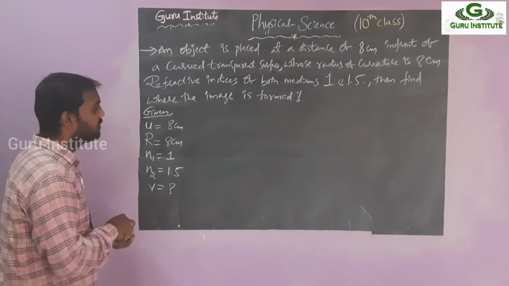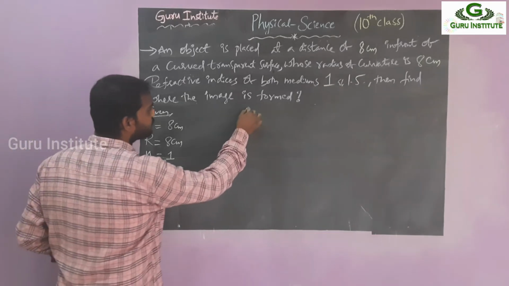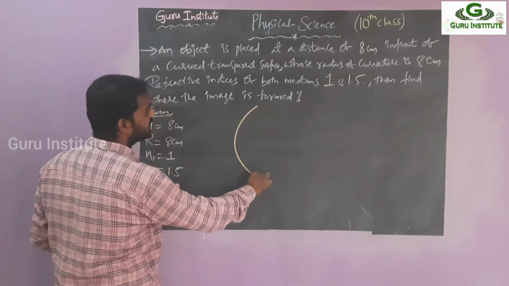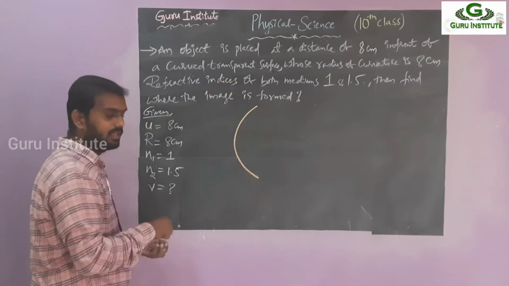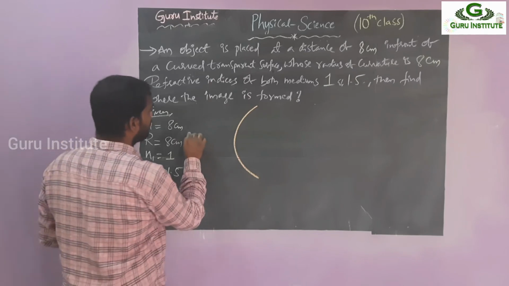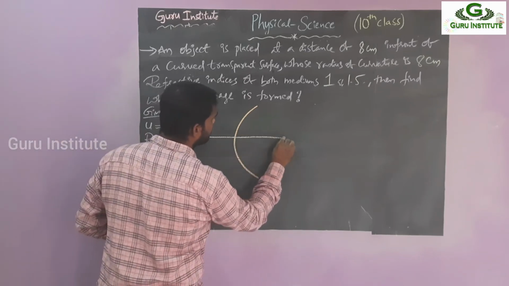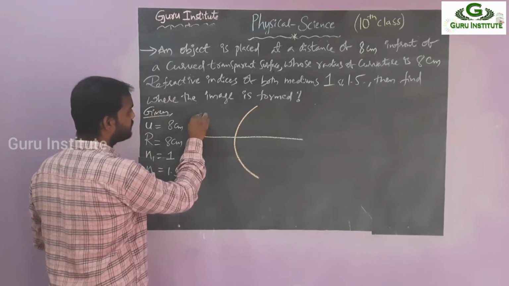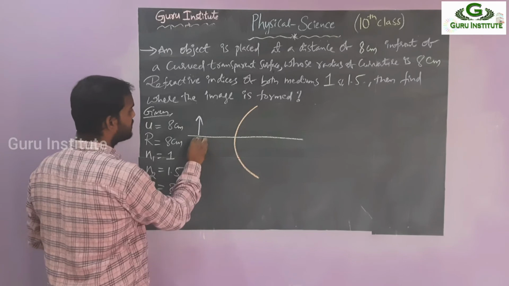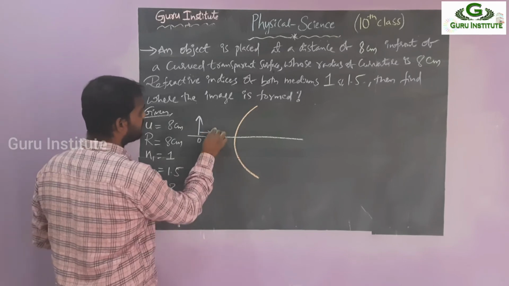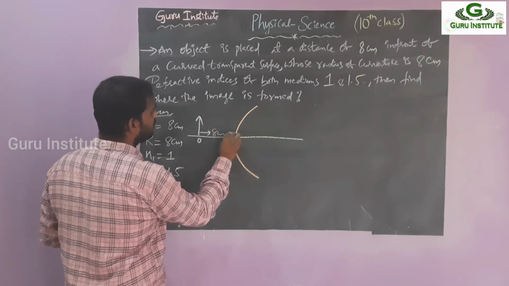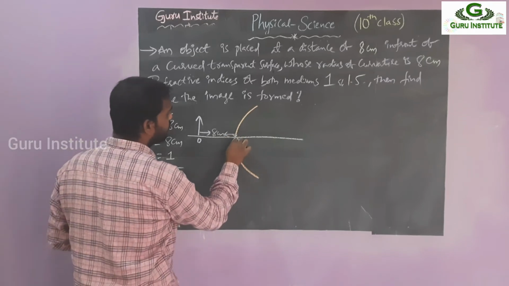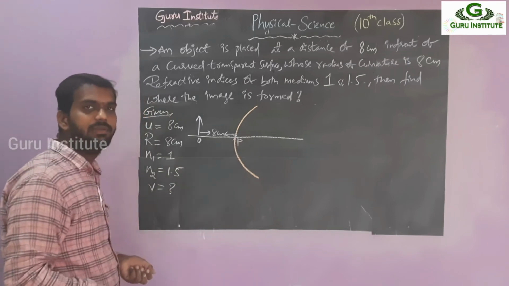Before going to that, we have to draw a picture. Just observe. This is the curved surface. He has given only a transparent curved surface. Then this is the principal axis. If we place the object here, what is the object distance given? 8 centimeter, from here only. Let me take the middle of the surface as the pole.